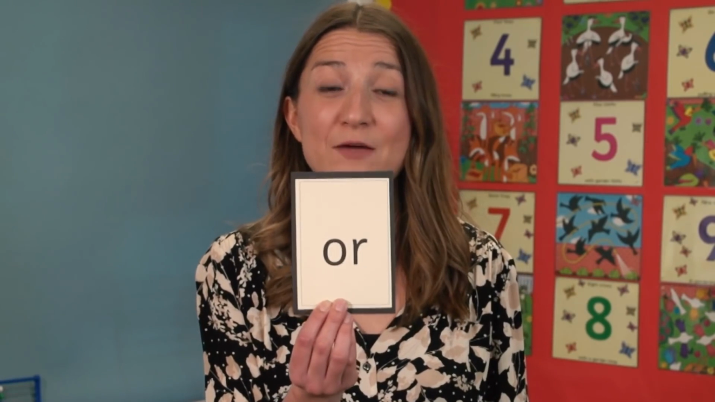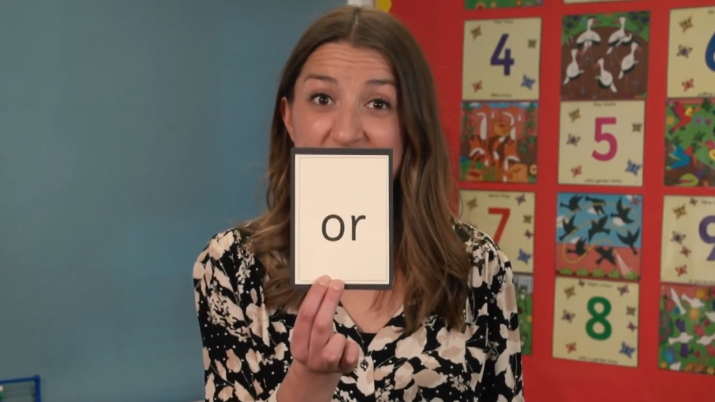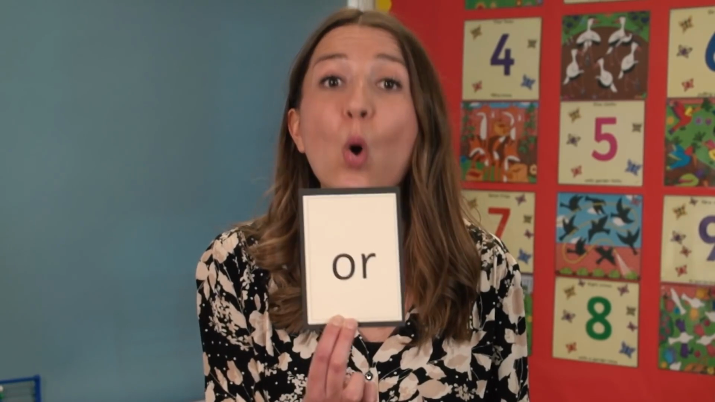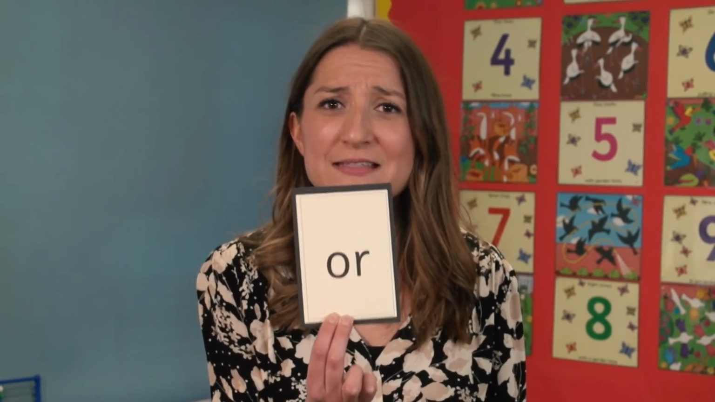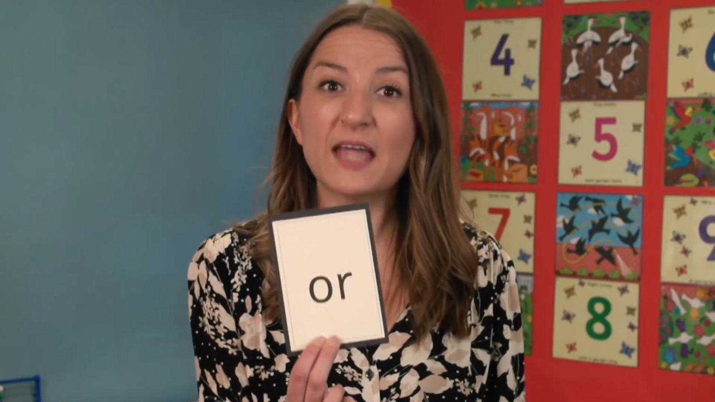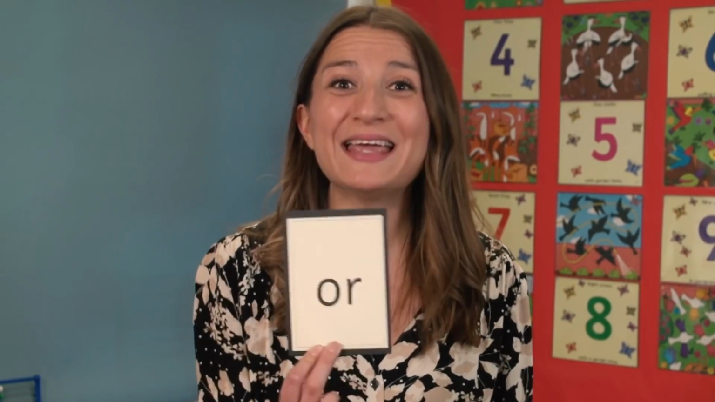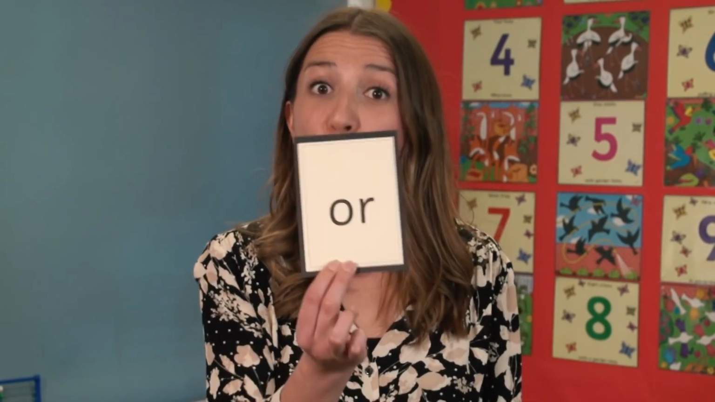The sound or is written like this. Two letters making one sound is called a digraph. This digraph makes the sound or. Let's read the sound or. Can you say the sound or each time I show you the digraph? Or, you ready? That was brilliant. Well done, children.